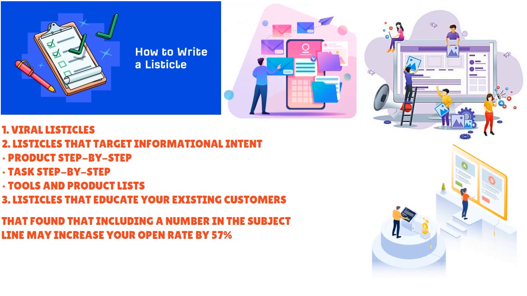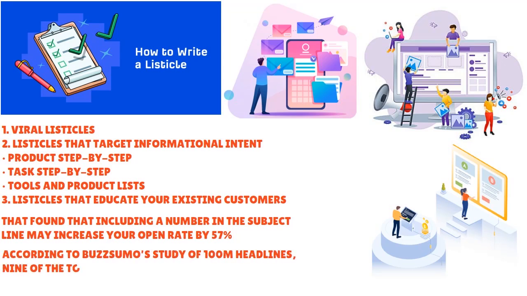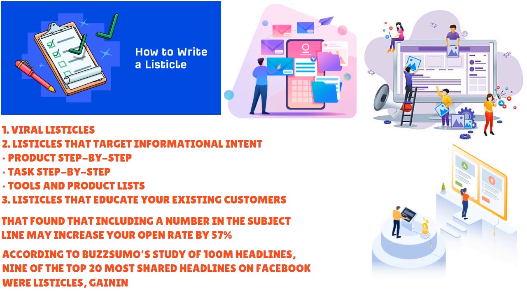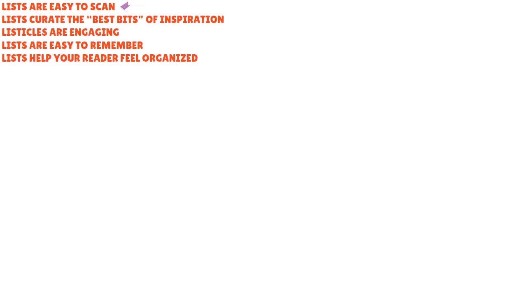So that's really huge. And according to BuzzSumo's study of more than 100 million headlines, nine of the top 20 most shared headlines on Facebook were listicles, gaining an average of 1,400 shares per article. So that's really fantastic. Now, what are the benefits of writing listicles? Well, lists are easy to scan. That's very true. Lists curate the best bits of inspiration. Lists are engaging, lists are easy to remember, and lists help your reader feel organized.